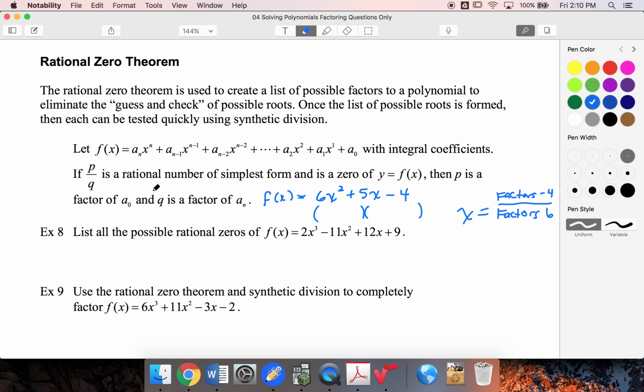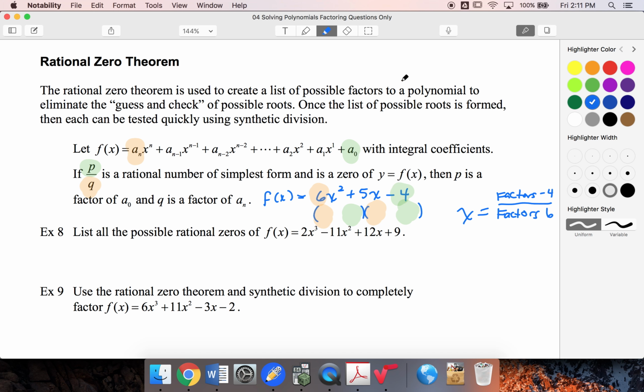So P over Q is a rational number in simplest form, and if it's a zero of my function, then P, so this number on top was the first number I moved over, it's a factor of A naught. So let's do some highlighting here. P comes from A naught, and the Q is coming from my initial coefficient. So these numbers are going to multiply to make the 6. These numbers would multiply to make my -4.